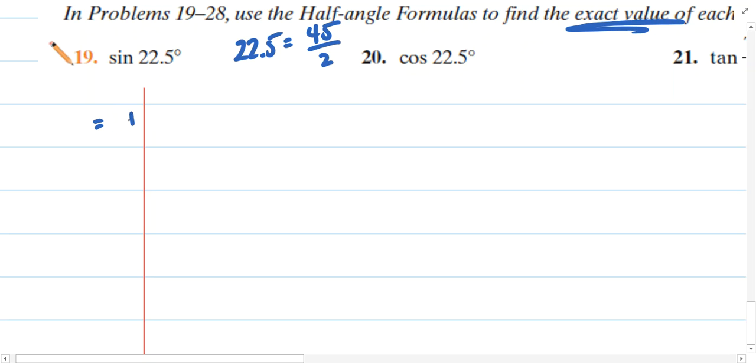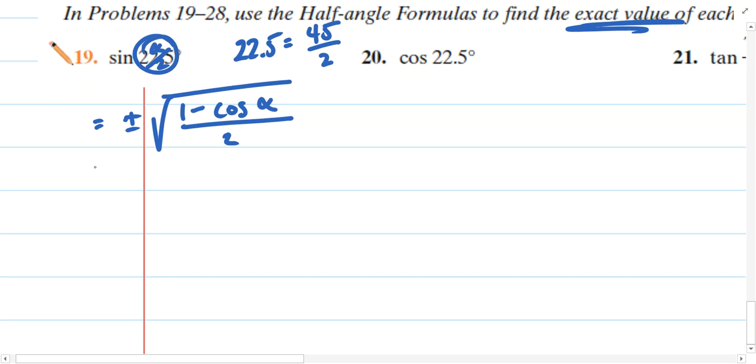we need a positive and negative square root of 1 minus cosine of alpha, all divided by 2. And now alpha is twice the size of this. Remember, this guy right here is alpha divided by 2. So in this particular case, we'll go ahead and take 1 minus cosine of 45 degrees.